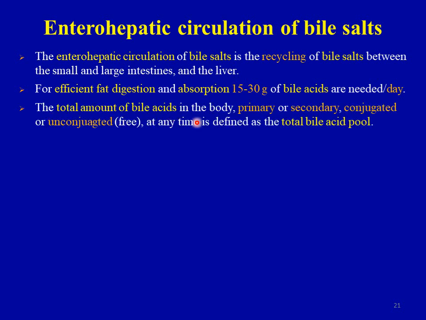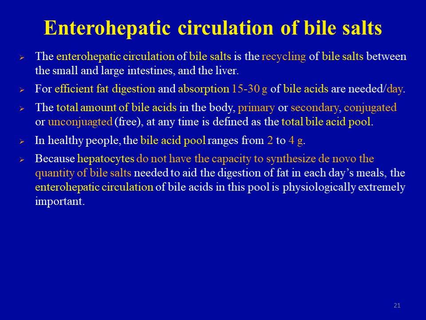The total amount of bile acids in the body, primary, secondary, conjugated or unconjugated at any time, is defined as the total bile acid pool. In a healthy person, the total bile acid pool ranges between 2 and 4 grams. This is much lower than the amount we need for efficient lipid absorption. So because the hepatocytes do not have the capacity to produce the new quantity of bile salts needed to aid in the digestion of fat in each day's meal, the enterohepatic circulation of bile acids in this pool is physiologically extremely important.